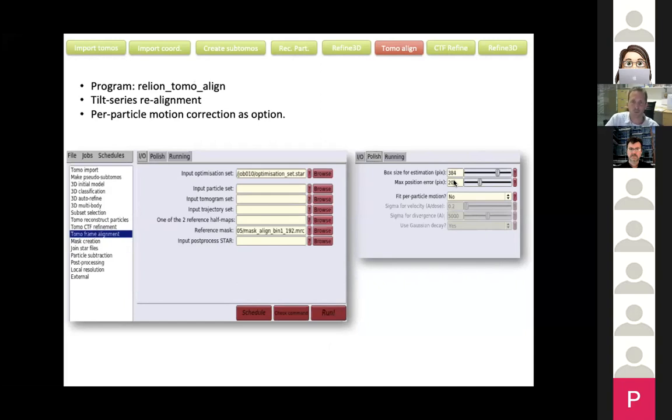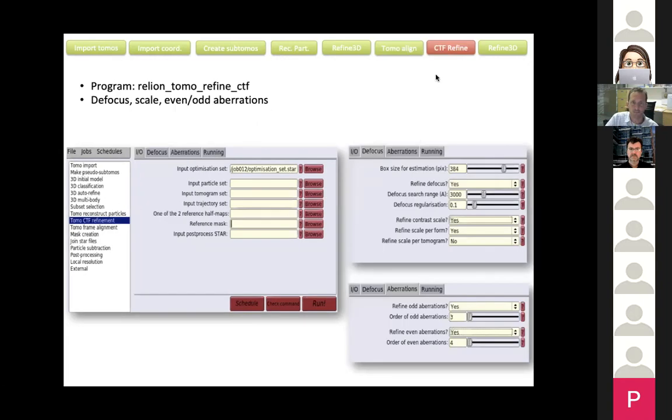So if you set fit per-particle motion to no, then it will basically do a tilt series realignment, but now comparing the individual areas of each of the particles with projections of the 3D reference map. So you can hopefully do a better job than the original tilt series alignment. Or if you set this option to yes, then you can follow beam-induced motion throughout the tilt series, and how much that will help depends on your data.